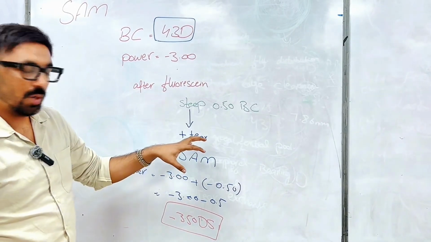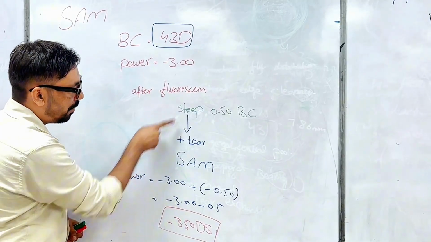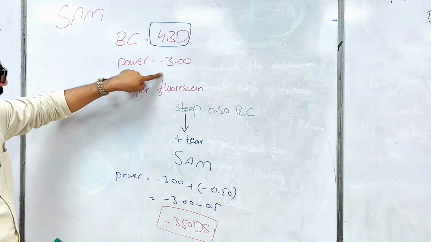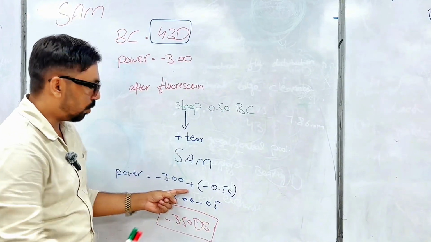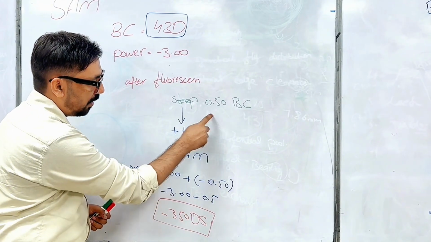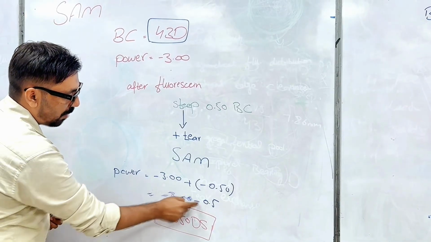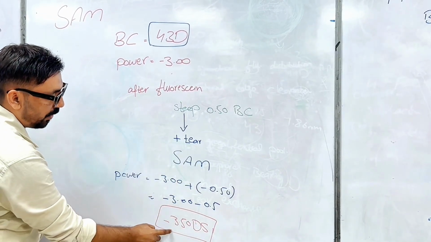To neutralize that positive tear lens, I have to apply the SAM rule. SAM means if the fitting is steep, I have to add minus, right? So the total power is minus 3, and I have to add minus 0.5. Minus plus minus will be minus, so the total power will be 3 and 0.5, which is 3.5.